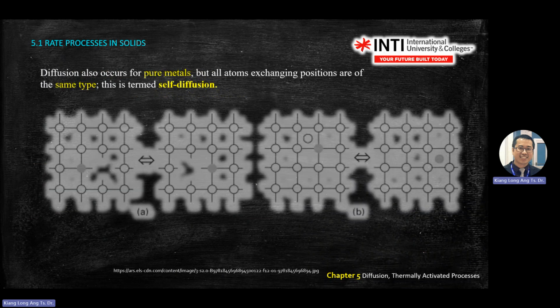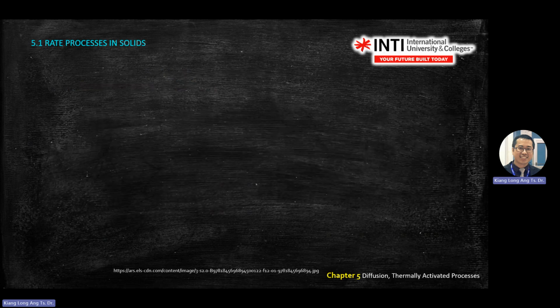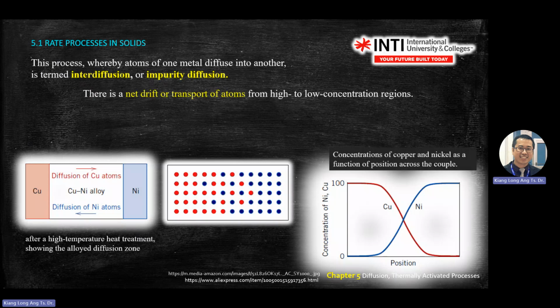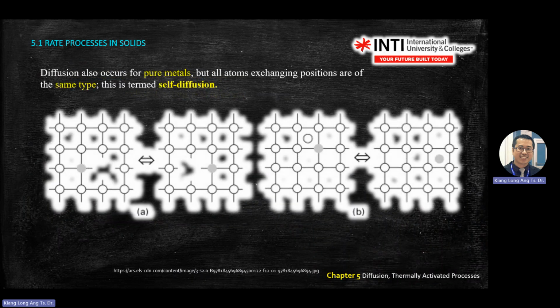So from here, you see diffusion also occurs in pure metals, with some atom exchanging. So it's called self-diffusion. The slide just now was two different materials, which we call interdiffusion. So if it's pure, it's called self-diffusion.